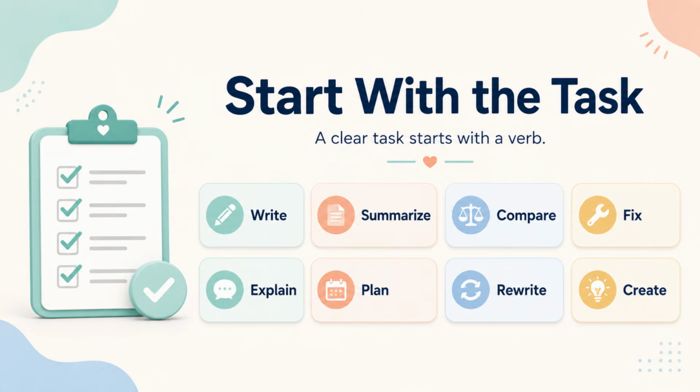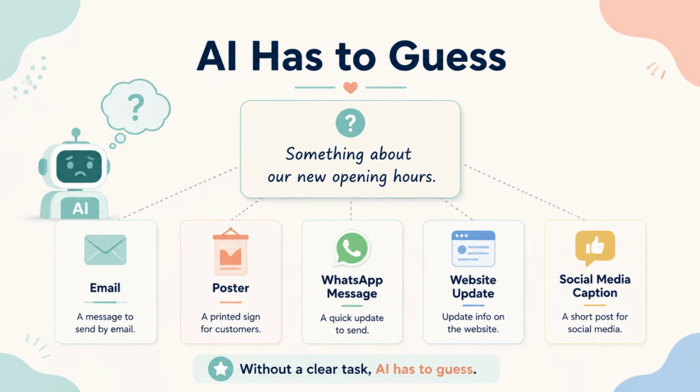A task simply means the action you want AI to do. The easiest way to remember it is this: a clear task usually starts with a verb: write, summarize, compare, fix, explain, plan, rewrite, create. These words tell AI what job it needs to perform. For example, if you say something about our new opening hours, that may sound like a request, but it is really just a topic. AI still has to guess what you want. Should it write an email, a poster, a WhatsApp message, a website update, a social media caption?